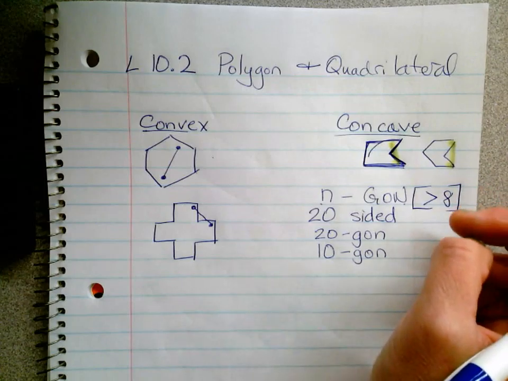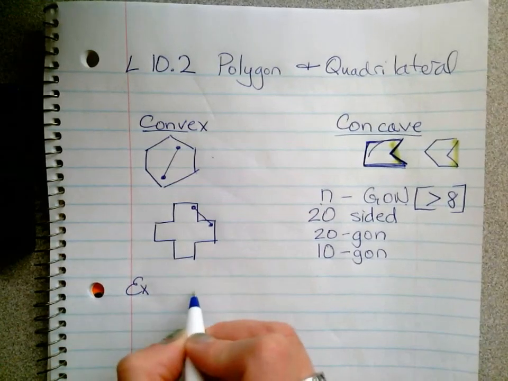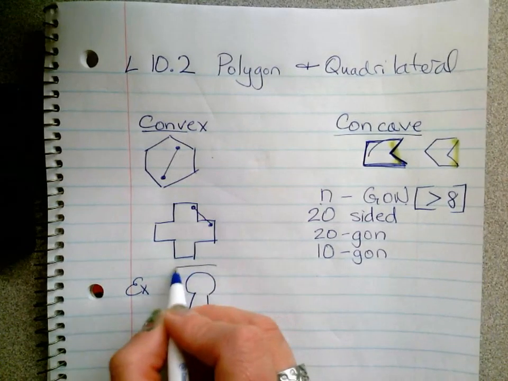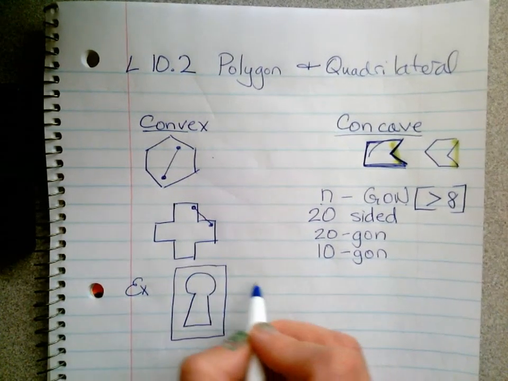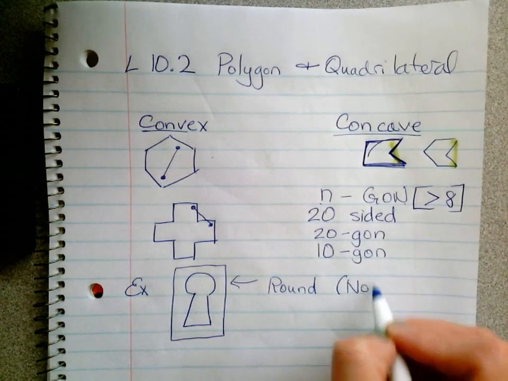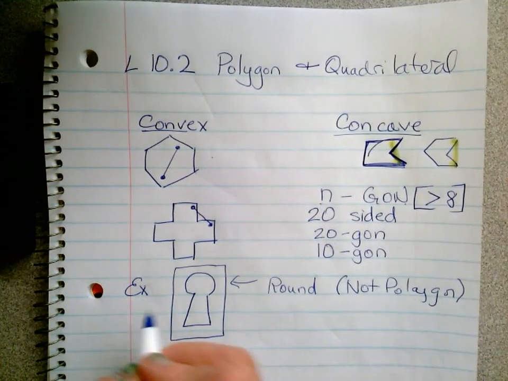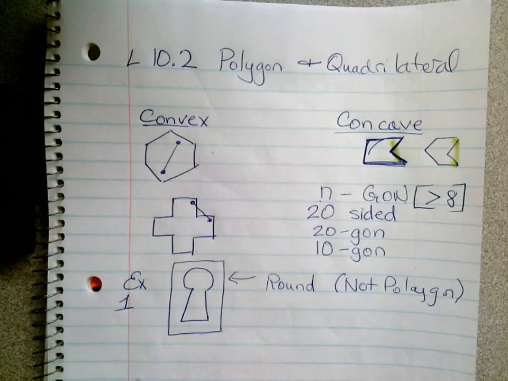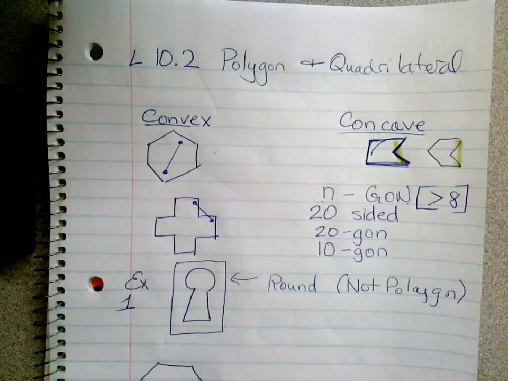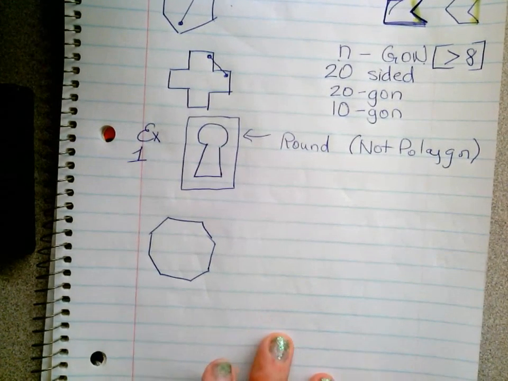Concave or convex, is it a polygon or isn't it? Example 1, the keyhole. It is not. Why? Because it's got a round portion. Good. How about the stop sign? It's a polygon. As a matter of fact, it's an octagon. Is it concave or convex?